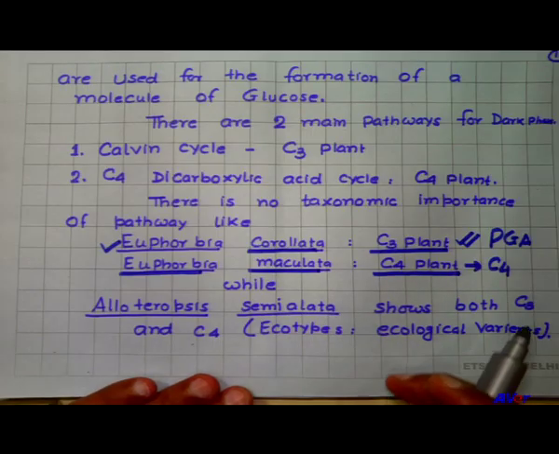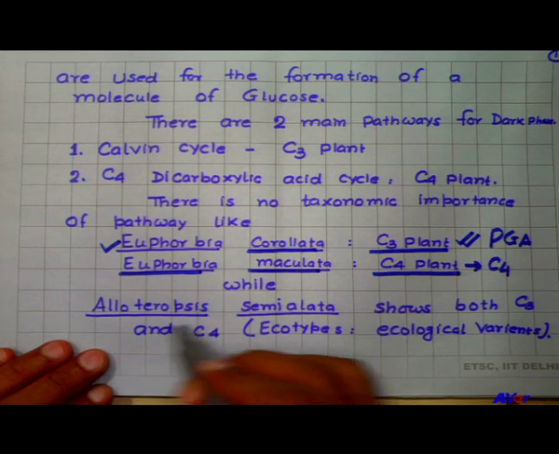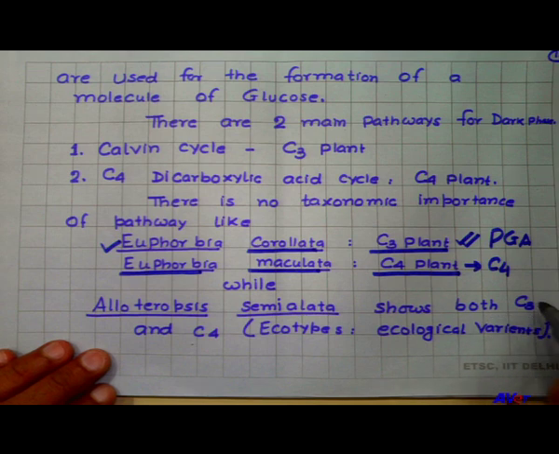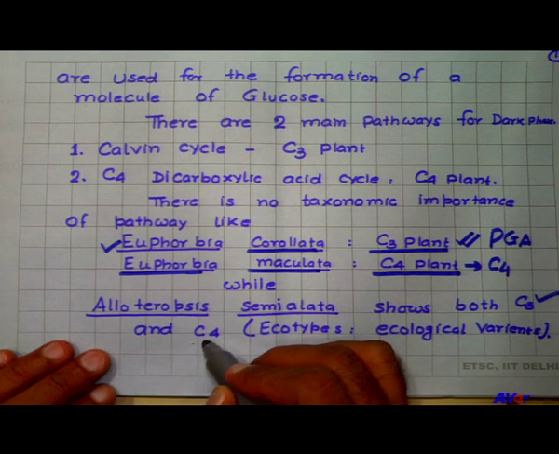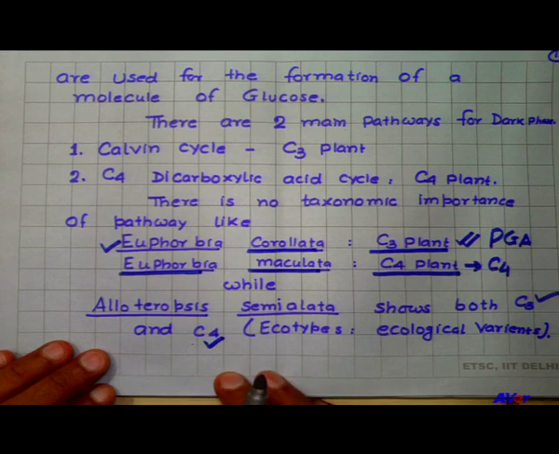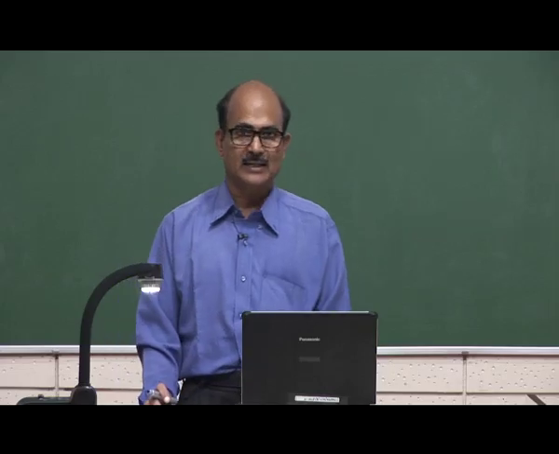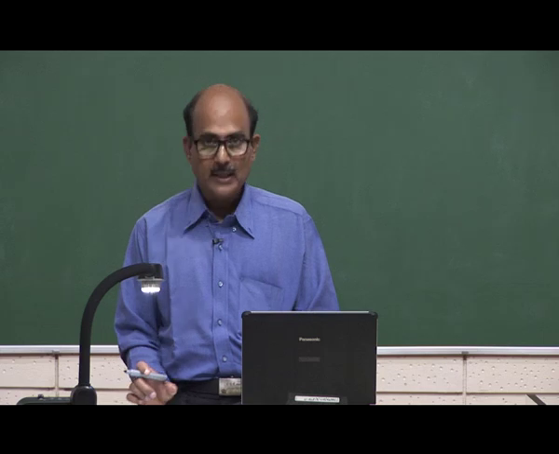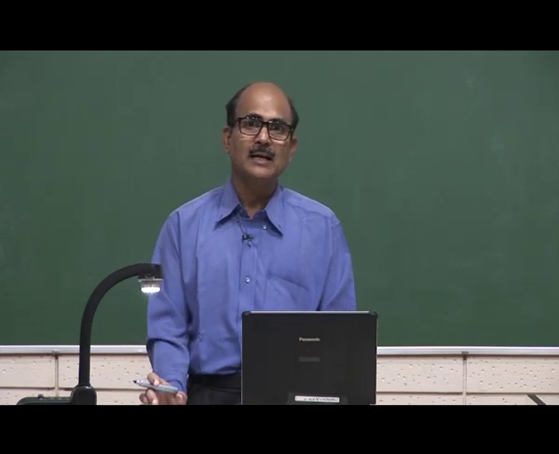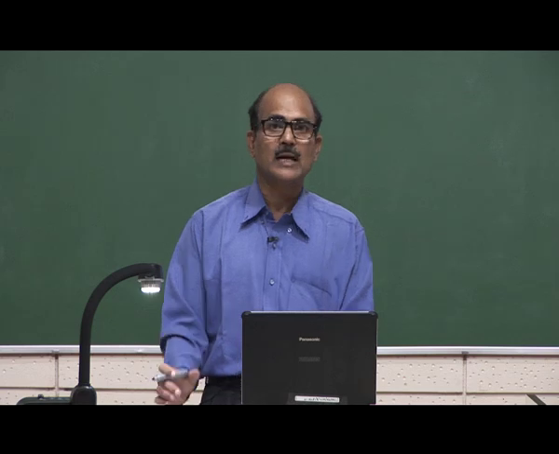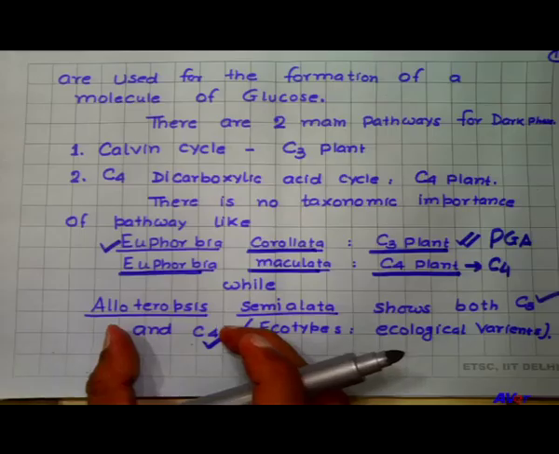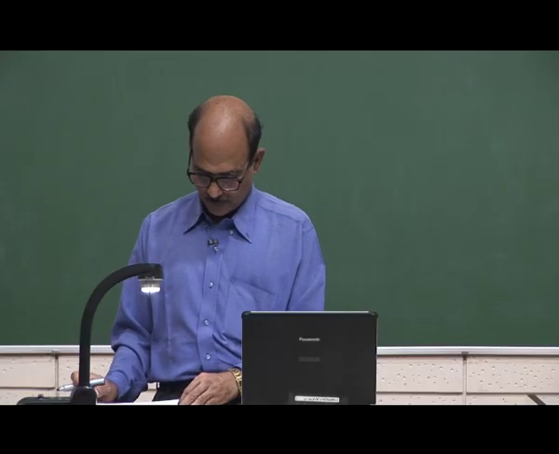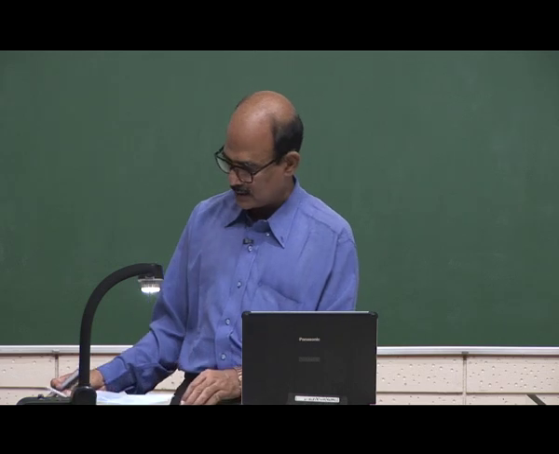So, there is no taxonomic importance that a particular genus has a C3 or a C4 cycle. In another case, Alloteropsis semialata shows both C3 and C4 types. It depends upon the ecological variant, also called ecotype. So, when the environmental condition varies, or the ecotype varies, it shows a product like C3 or a product like C4. So, there is no taxonomic importance.